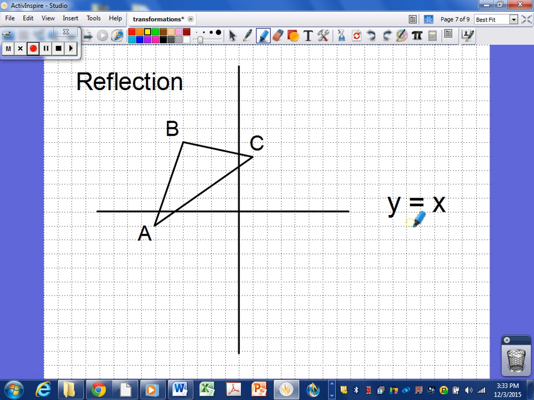So in this next example, notice we have y equals x. And y equals x is not a vertical or a horizontal line. It is your 45-degree line that goes through your origin diagonally. So y equals x is a diagonal line. So when we count to see how far away each of our points are, we need to count diagonally now. So we're going to count along the diagonals.